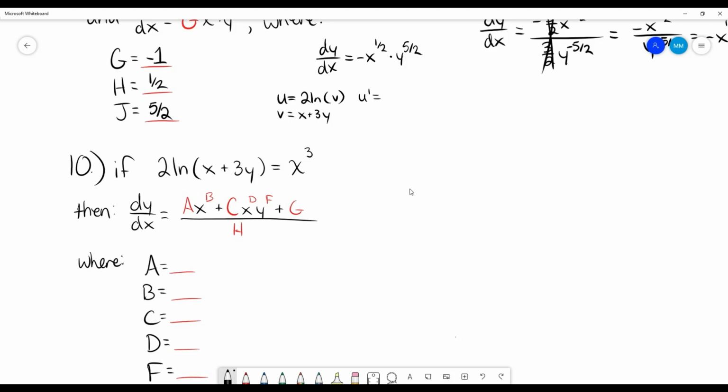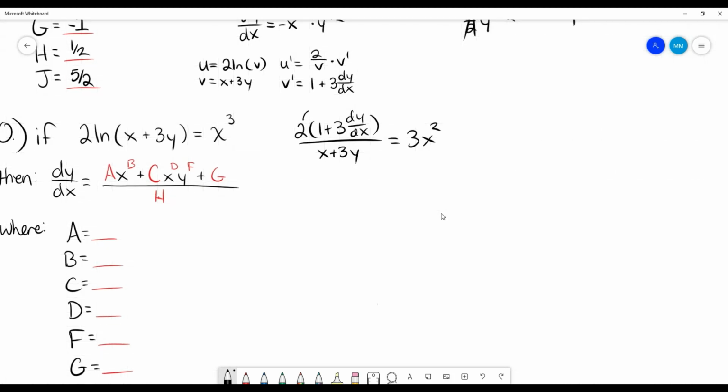Well, I know the derivative of our outside is going to be 2 times the derivative of our inside over the inside, right? Or I could just do this times that, but I like to put that on top because it's easier for me to read personally. The derivative of our inside: x is 1, and the derivative of 3y is 3 times dy/dx. So the derivative of this whole thing is 2 times 1 plus 3 dy/dx over x plus 3y. And then we take the derivative of our other side, x to the third, which is 3x squared.